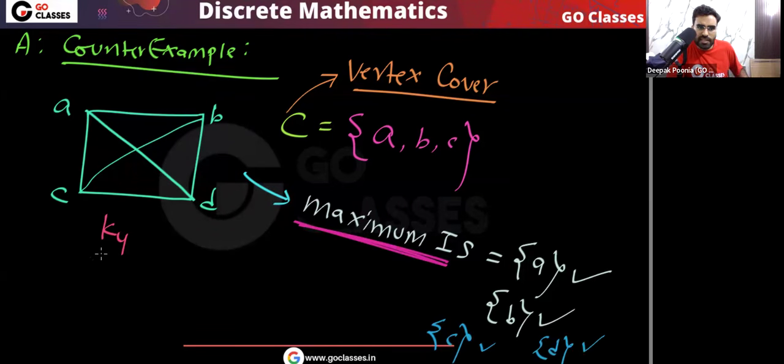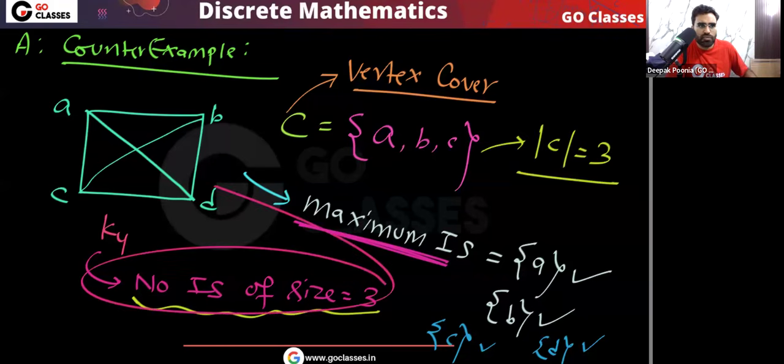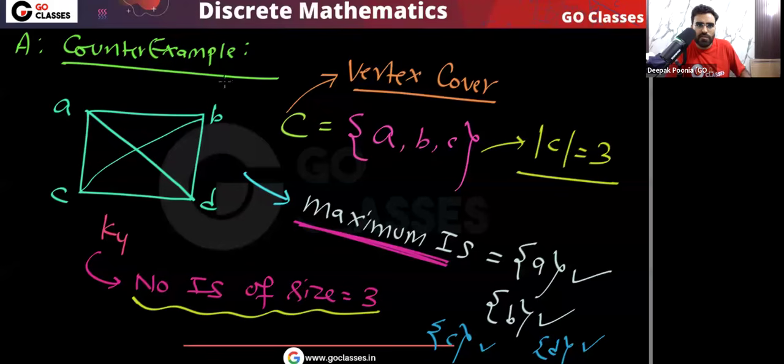So I can say that in this K4, there is no independent set of size 3. Yes or no? But you can see this vertex cover has size 3. The size of C is 3, but there is no independent set of size 3 here. So option A is false. If you have vertex cover C, can I guarantee that there will exist an independent set of size C? This is false. And the counterexample for option A is this K4 we have already seen.